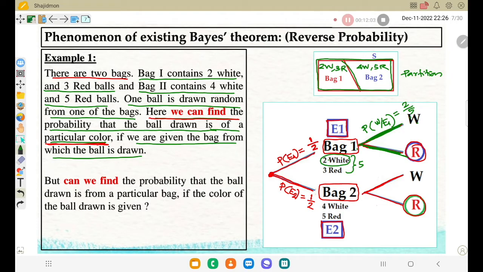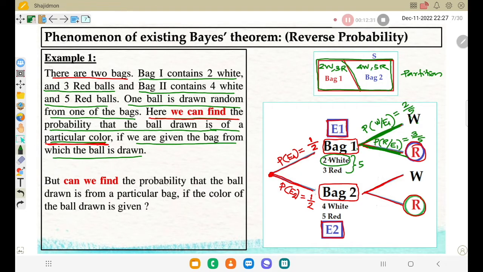2 divided by 5. Same way, if you want to find the probability of selecting a red ball from bag number 1, where bag number 1 means the event E1, how can we write that? Probability of R given E1, the probability of a red ball from the first bag, correct? So how many red balls do we have? 3 red balls, divided by how many total balls? 5 balls are there, correct? So this is the conditional probability.